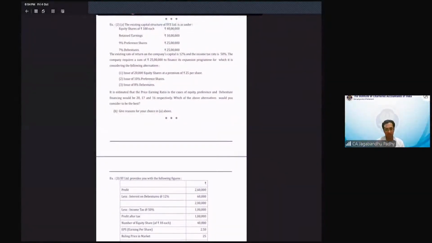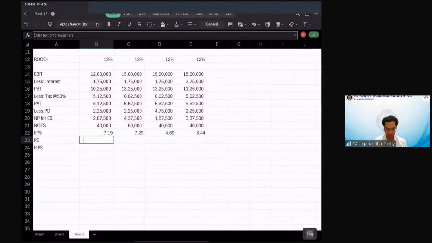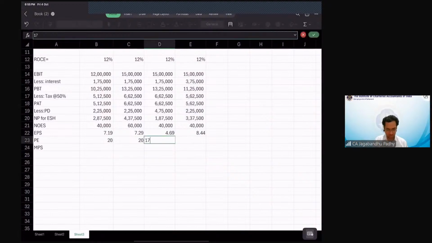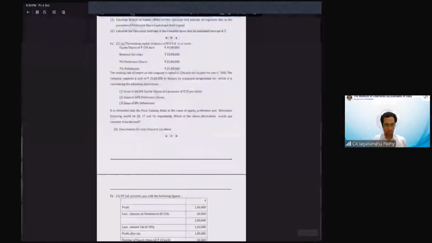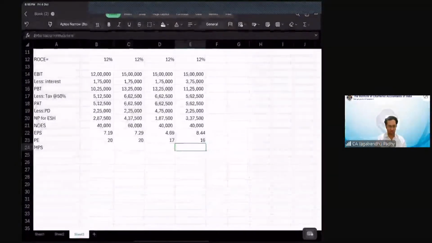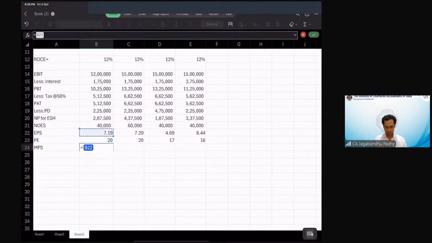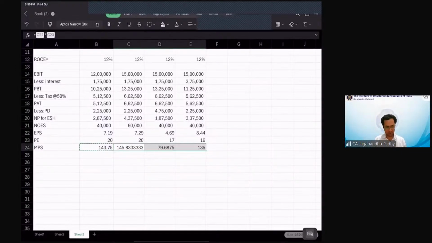Now, of course, the question is also giving us a P/E ratio. P/E is 20, 17, and 16. Do we have the P/E ratio currently? No. Current P/E ratio is not given to us, but we can assume to be remaining same. 7.19 into 20. Same way others.